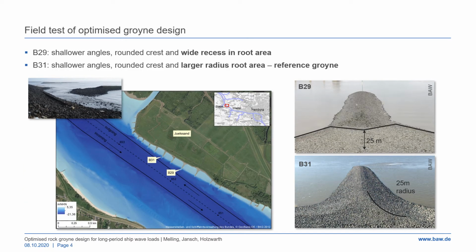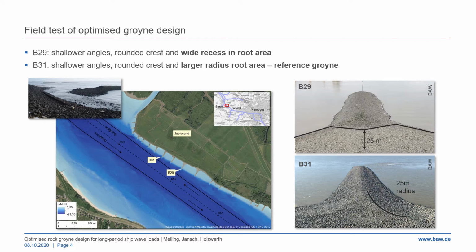As we can see on this map, the study site of Sand is characterized by close proximity to the navigational channel of the port of Hamburg, thus leading to particularly close passing distances, especially for outgoing ships, and thus high ship-induced loads. The field experiment involved the rebuilding of 2 of the damaged groynes, shown here as B29 and B31.